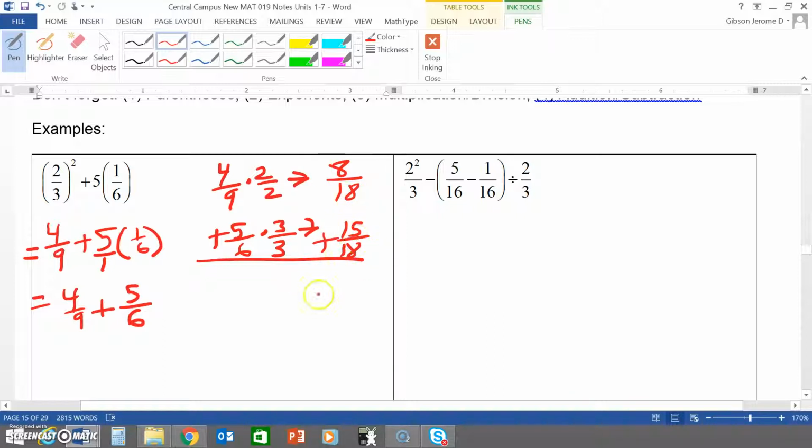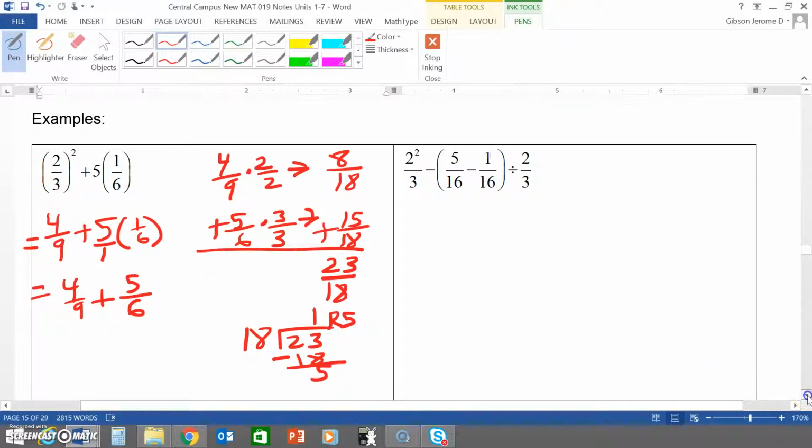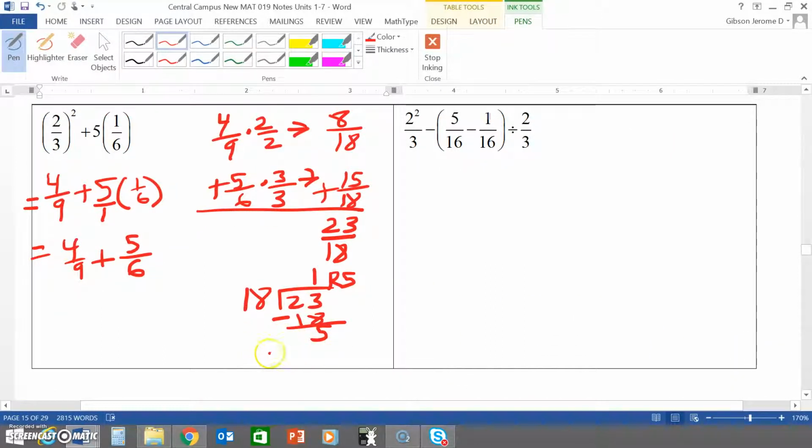So we know that we will carry down our denominator, which is 18. 8 plus 15 is 23. Now we cannot simplify this any further, but we can change this to a mixed number. We could take 18 and 23. 18 goes into 23 once. 23 minus 18 is 5. So you have a remainder of 5. So now, your final answer here would be 1 5/18.